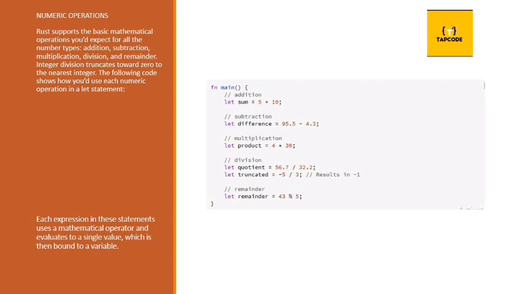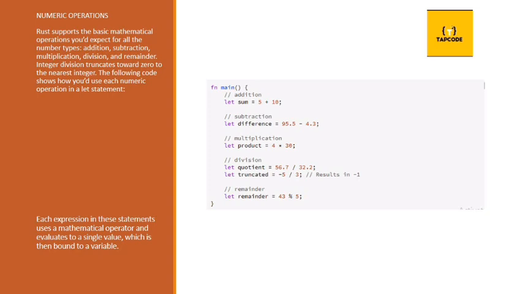Okay, so down to the numeric operations. Rust supports the basic mathematical operations you would expect for all the number types: addition, subtraction, multiplication, division, and remainder. It supports all of them, like a basic calculator, just like Python and other languages that support all mathematical operations.